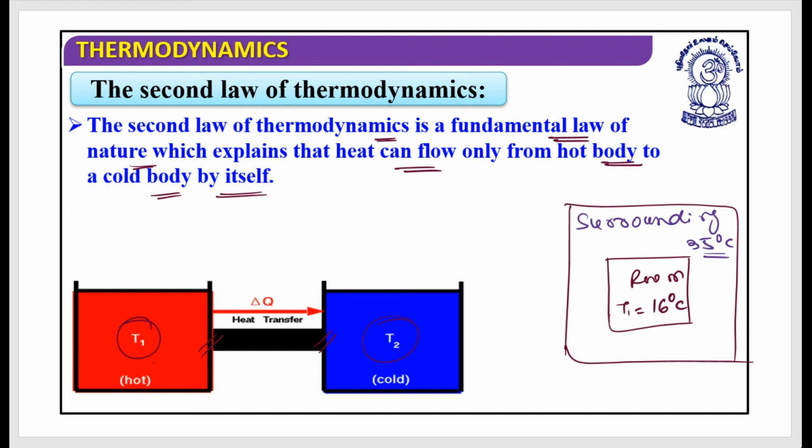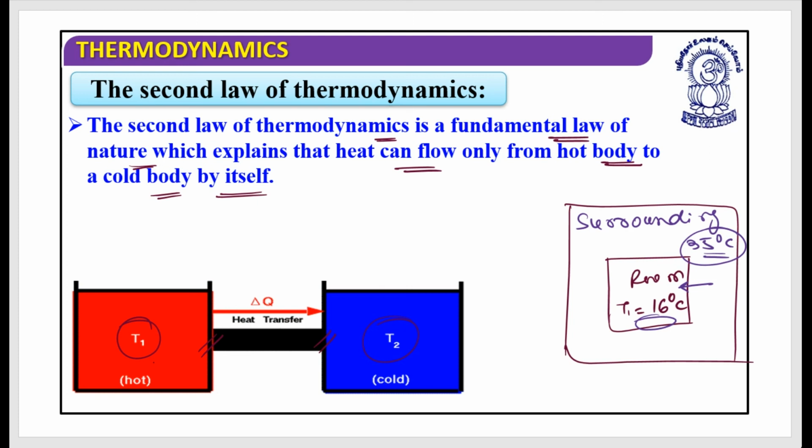So if you switch off the air conditioner and you just open the door of this room, then it is obvious that the air from the 35 degrees Celsius surrounding will rush into the room which was at 16 degrees Celsius. I hope this is clear, and this doesn't need any explanation. So basically this is the second law of thermodynamics, which concludes that heat can only flow from a hot body to a cold body by itself. I hope this is clear.